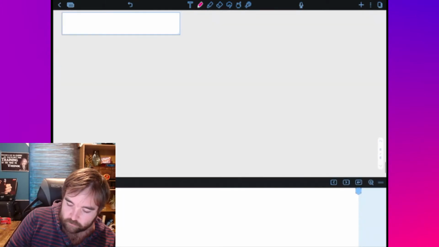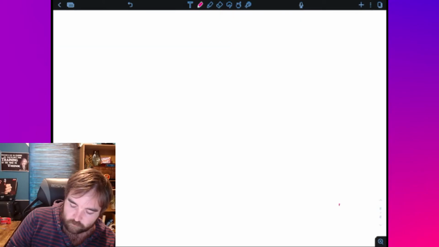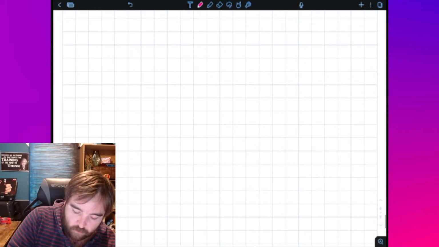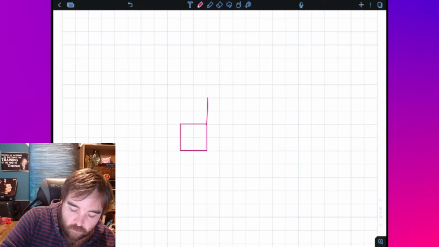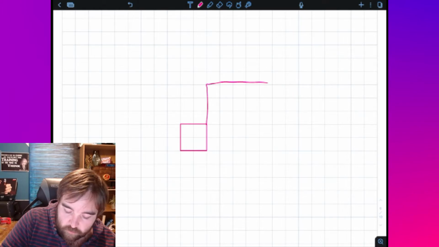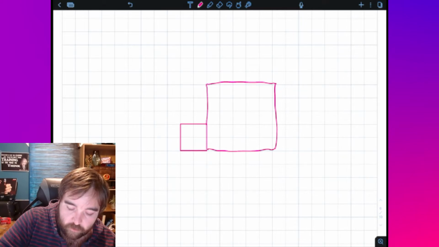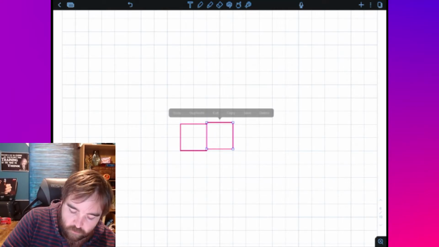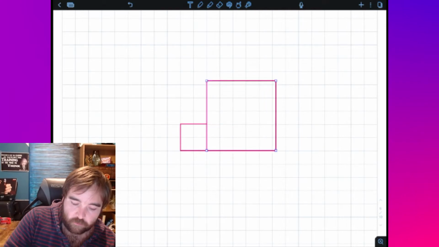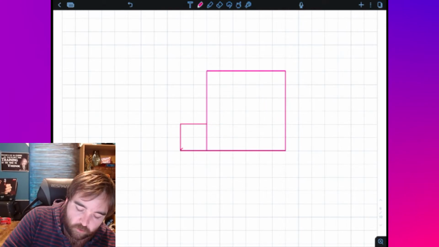Can I add a new page, please? Thank you. So, we're going to draw a square. And then we're going to draw another square. They don't like that. The other square is of an indeterminate height. Oh, well, I can't change that. But then we draw a bunch of lines.